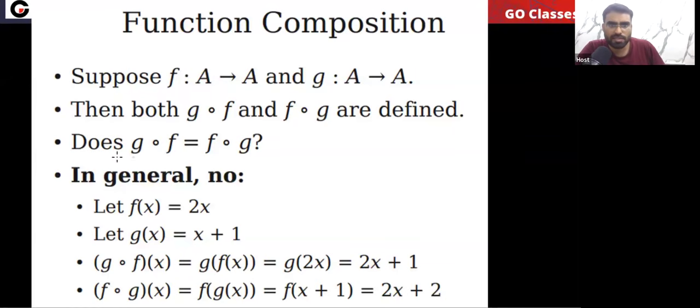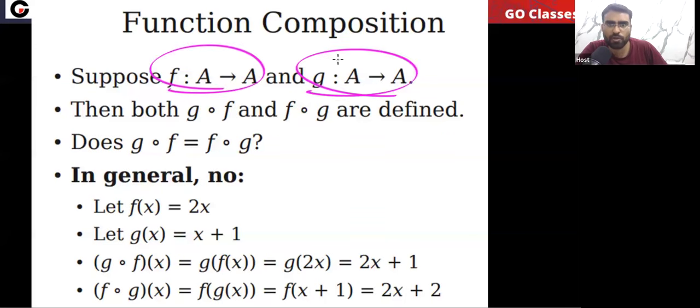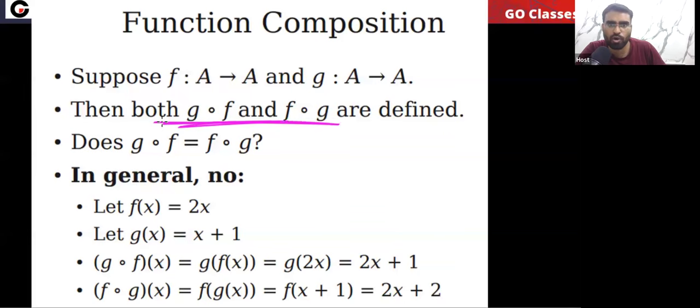Now, is it necessary that fog and gof will be the same? First of all, you tell me, if f is from A to A and g is from A to A, are gof and fog both defined? Yes, both will be defined, because f is from A to A and g is from A to A. So fog, gof both are defined. But will they be the same? Not necessarily.